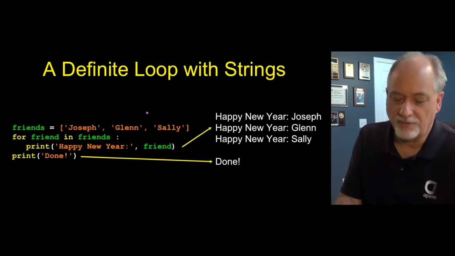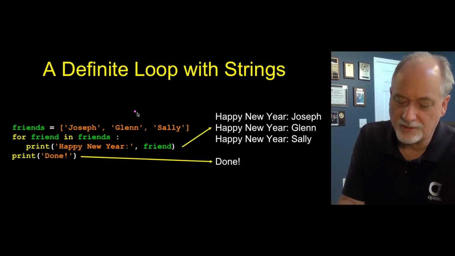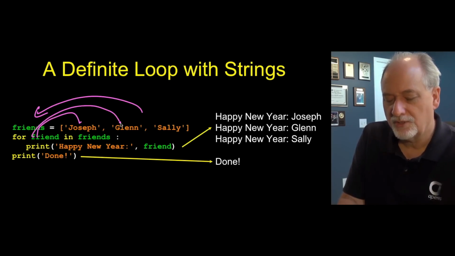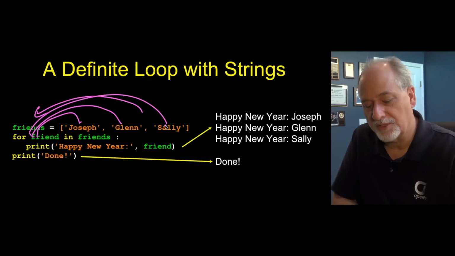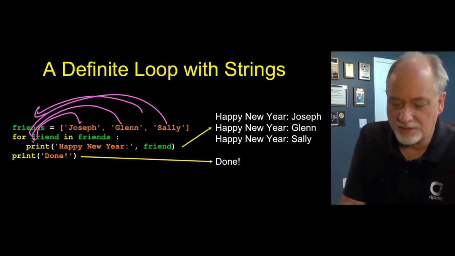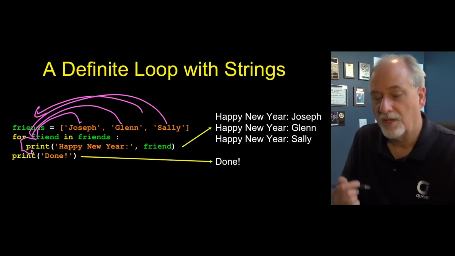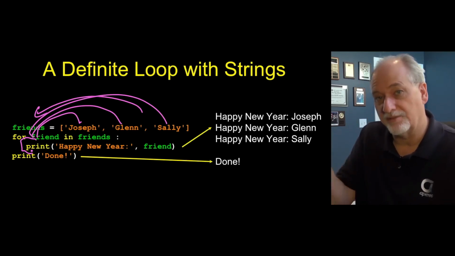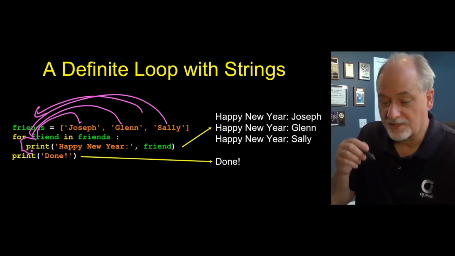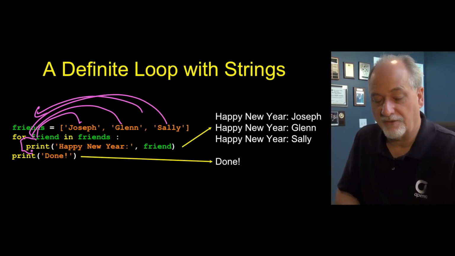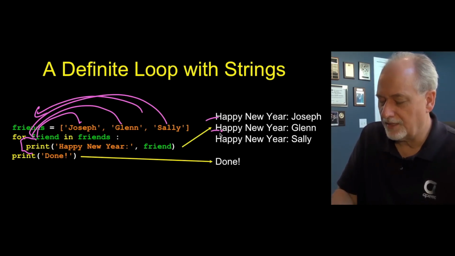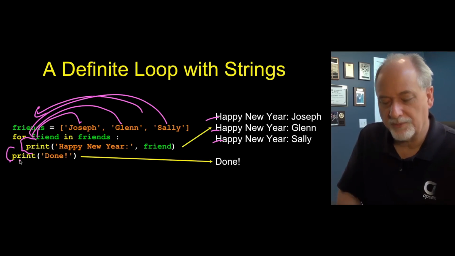So you can loop through a variable. We're going to take this list of 3 strings and stick it in friends, and so friend is going to iterate through that. The first time through, friend is going to be Joseph. Second time through, it's going to be Glenn. Third time through, it's going to be Sally. That just says run this loop, run the indented code, 3 times. Each time, the variable friend takes on a successive value that's in the friends list. So it says happy birthday Joseph, Glenn, Sally, and then we come out of the loop and we print done.